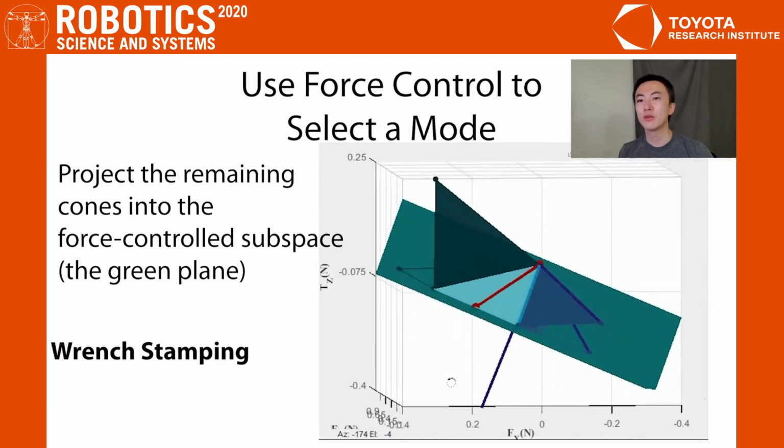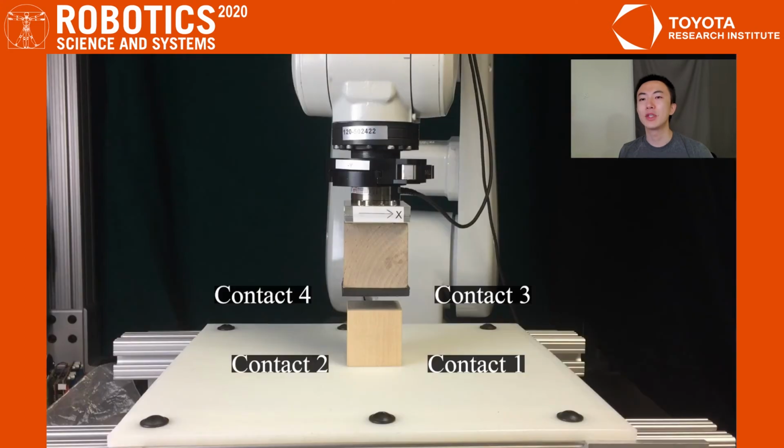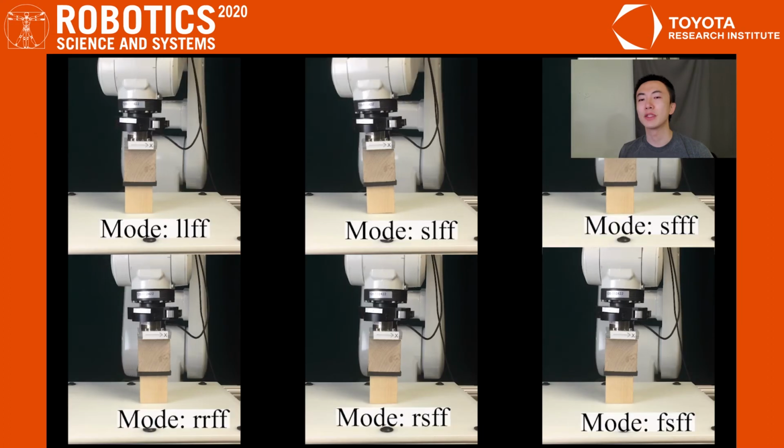We call this algorithm wrench stamping because of the wrench cone projection. Using wrench stamping, we can reliably control different contact modes without worrying about the mode ambiguity.